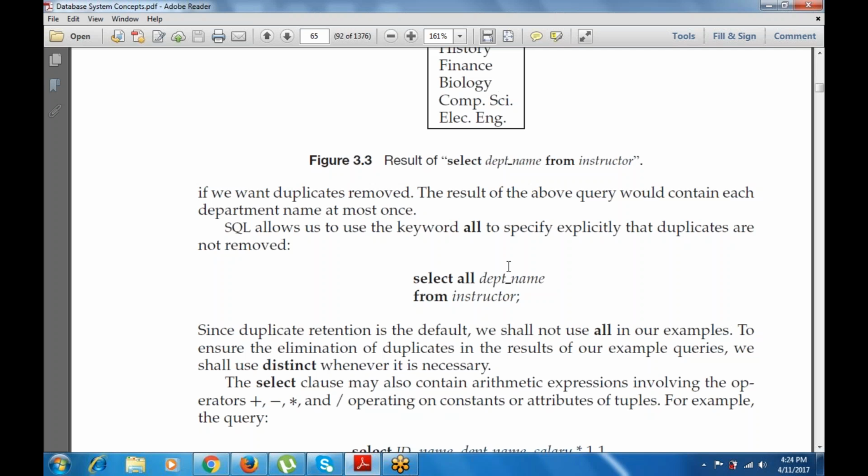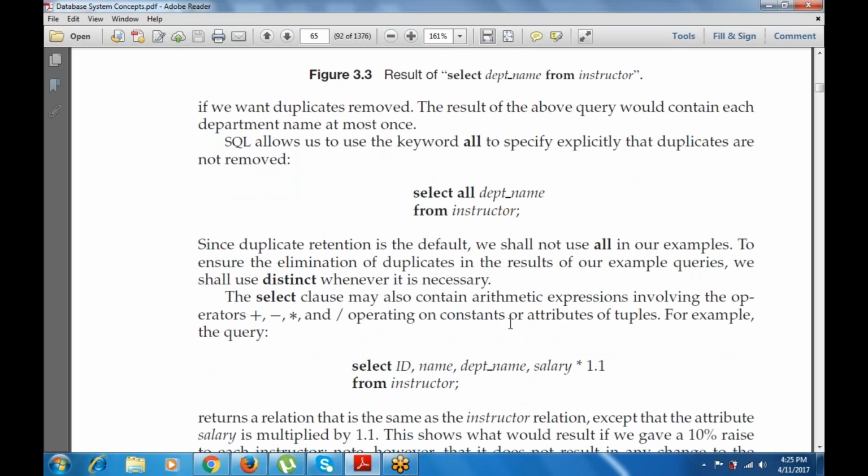The select statement may also contain arithmetic expressions that include addition, subtraction, division, and multiplication. So there are four operators that we can also use in the select clause, operating on constants or attributes. Sorry, those are the operators, and the constants and attributes are the operands.